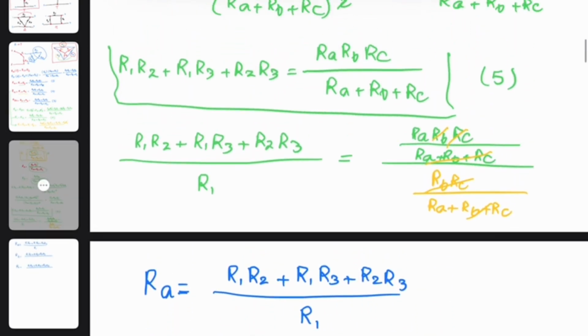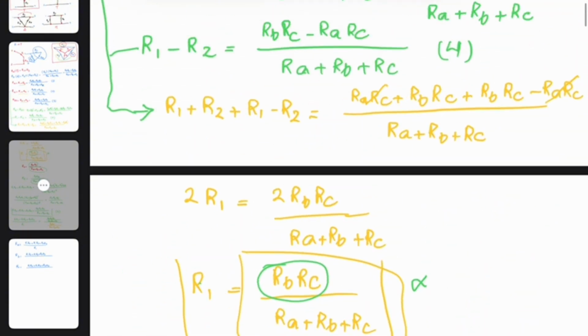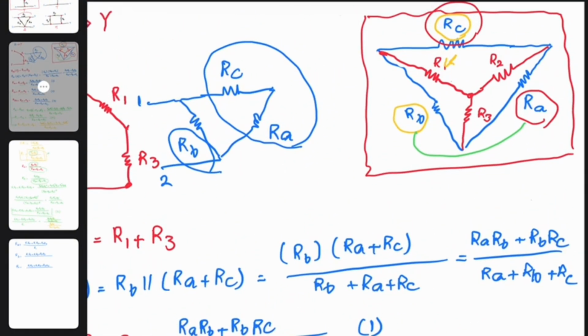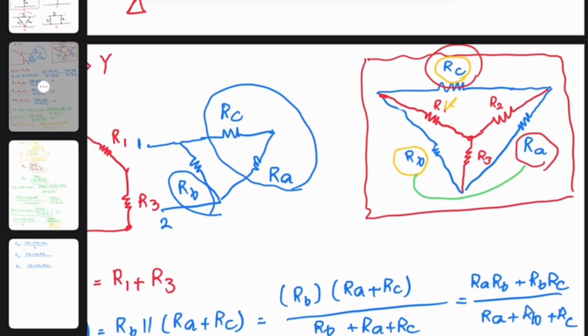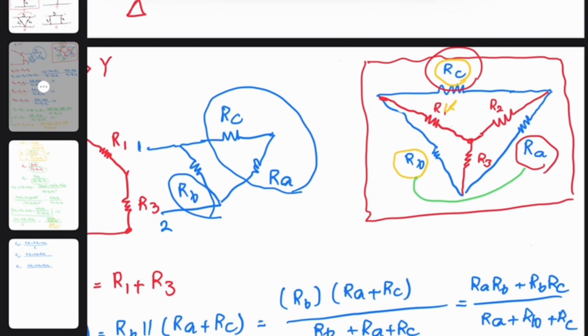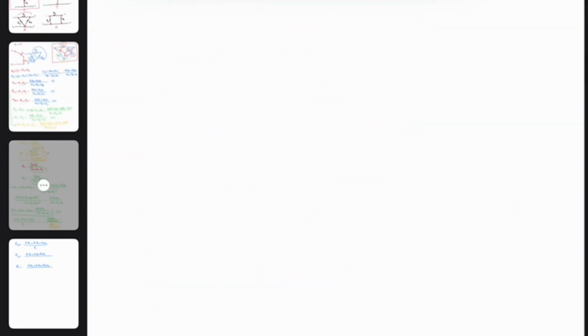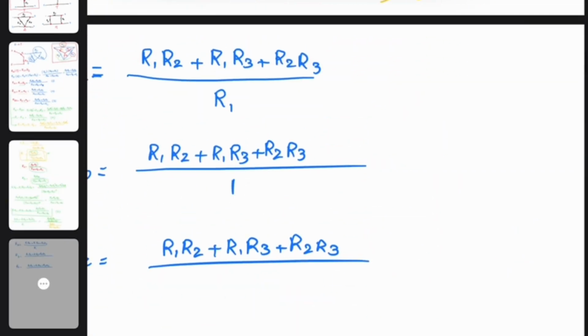the opposite resistor. What is the opposite resistor for Ra? The opposite resistor for Ra, as you can see, is R1. The opposite resistor for Rb is R2. And obviously for the next one, it should be R3.